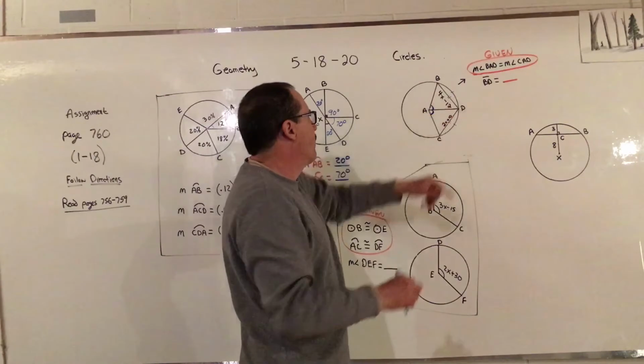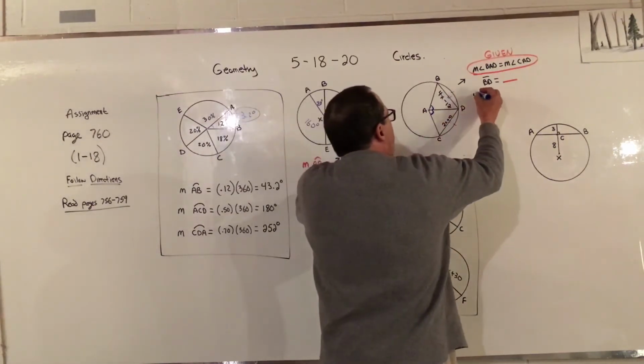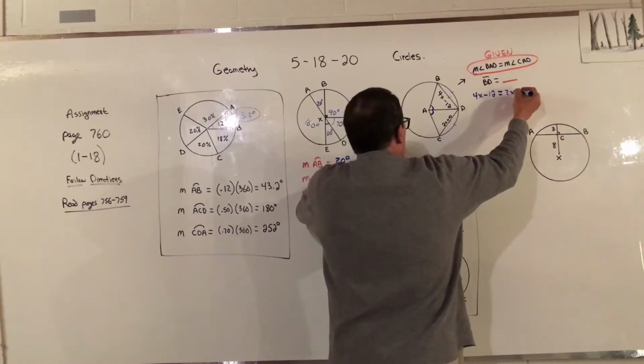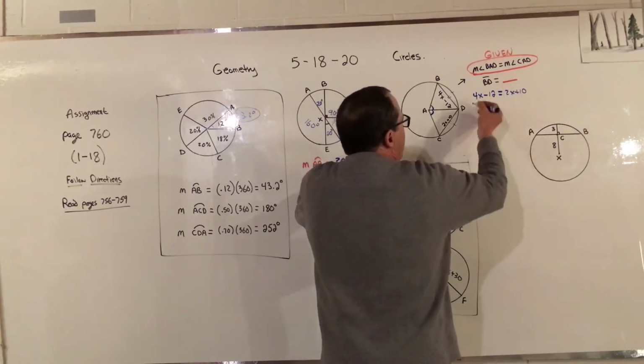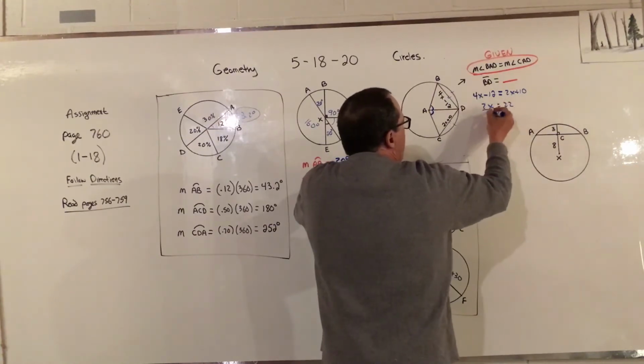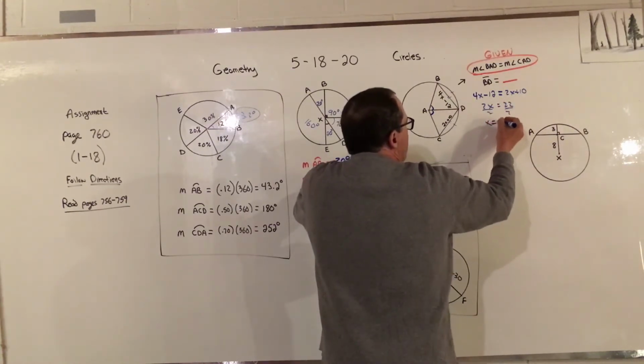Since I know those two segments are equal, I can write that 4x minus 12 is equal to 2x plus 10. Okay, I'm going to go ahead and solve that. I'm going to subtract 2x from both sides. I'm going to add 12 to both sides. And divide by 2, I get x equals 11.